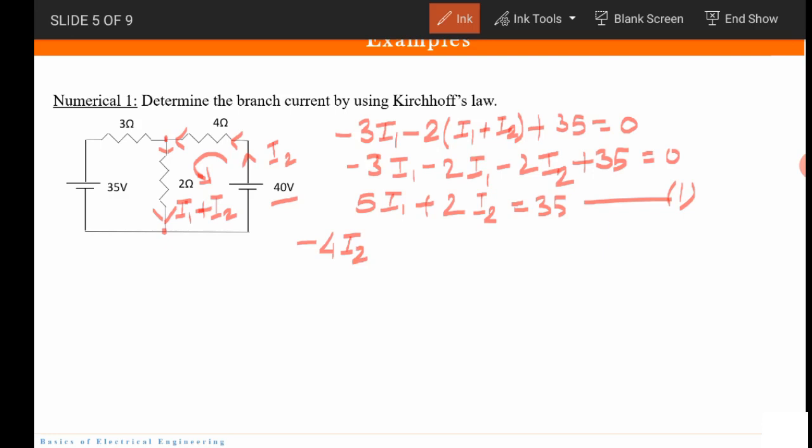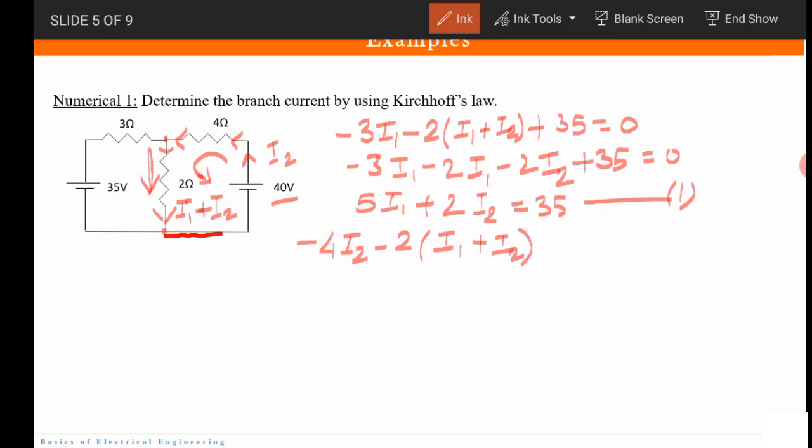Now we are coming to this part, right? We are moving in the downward direction. The current is also moving in the downward direction, so we have to again take it to be negative. So minus 2 (I1 plus I2).